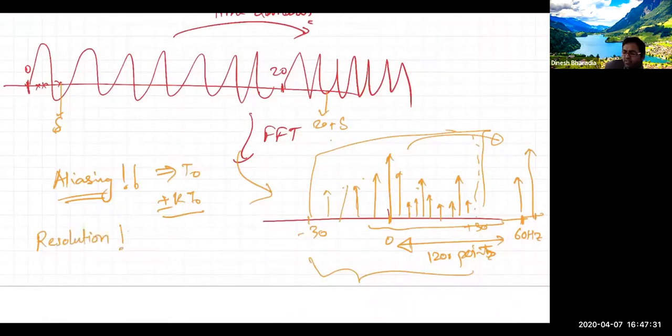Now, how about resolution? What is resolution? What are the two processes I can separate here? Ignoring the sinc part, truly ignoring the sinc part, the two processes I can separate are T naught over... Come on, folks.